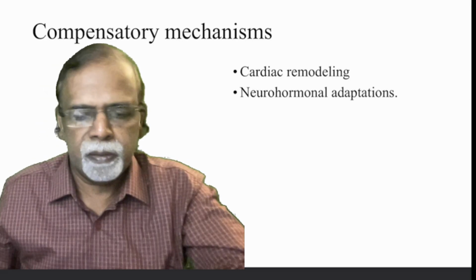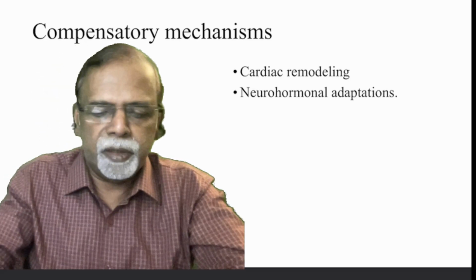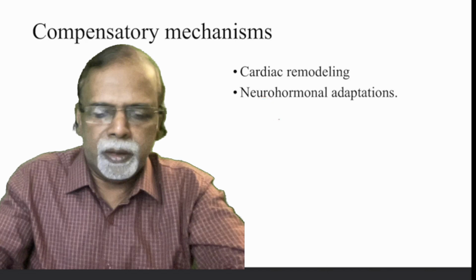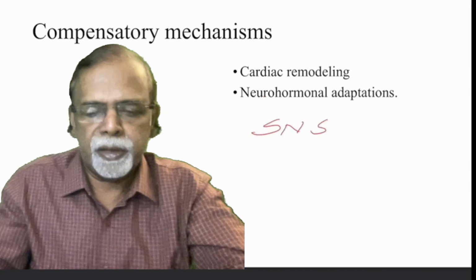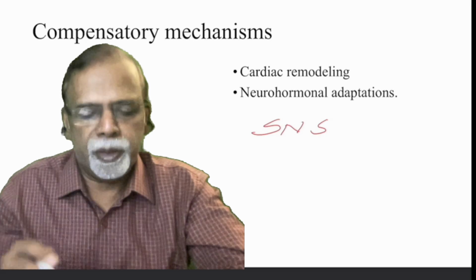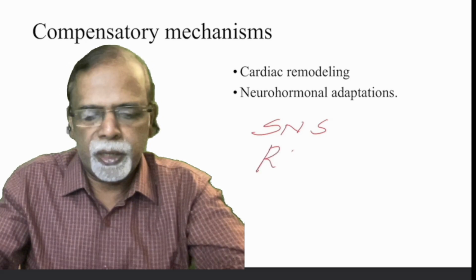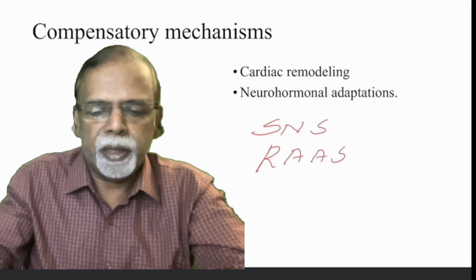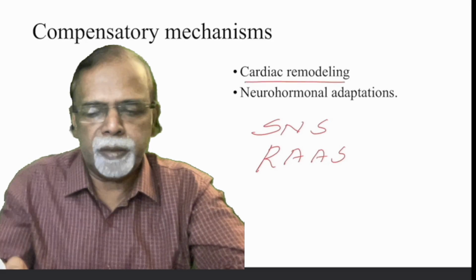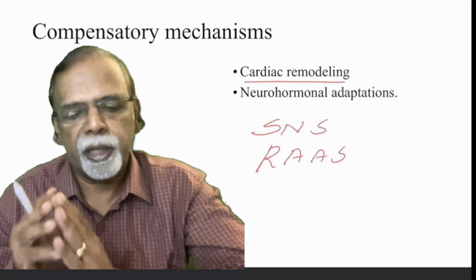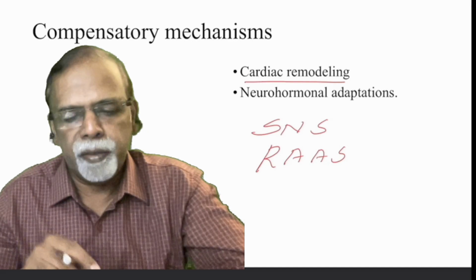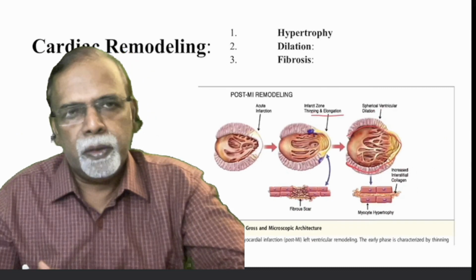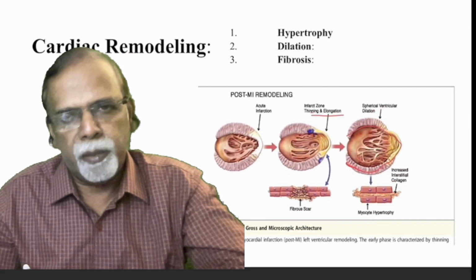When the heart fails, the immediate support is by the sympathetic nervous system. That is, the sympathetic nervous system activation is the initial step. Then other neurohormones, especially the RAS, renin, angiotensin, aldosterone comes into play, and later there will be cardiac remodeling. So basically the compensatory mechanisms are cardiac remodeling and activation of the neurohormonal adaptations. First we go into cardiac remodeling.